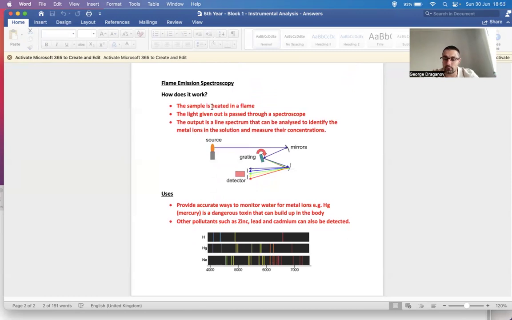This is a summary of how it works, about how you heat the sample using the source. The light given out is passed through a spectroscope. The output is in a line spectrum that's analyzed to identify the metal ions and their concentrations. And here's just an example of hydrogen, mercury, and neon. Okay, so if you're monitoring for mercury, which is dangerous and toxic, that can build up in the body, you could check if any of this is present in the water, for example.